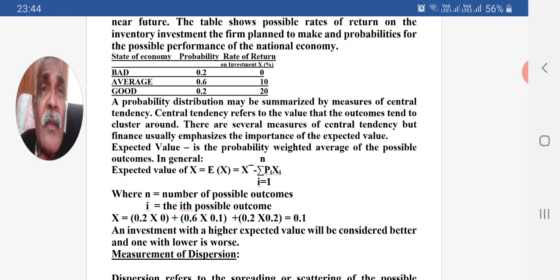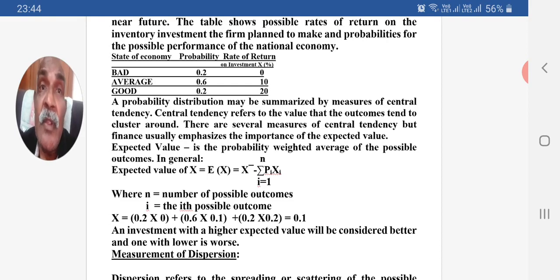So if I would like that in all three states of economy, what should be, because we expect out of 100%, 20% maybe state of economy may be bad. 60% out of 100%, 60% average economy, and 20% is good economy. So out of 100% we have the probability 20, 60, 20. So now in this situation we have to calculate the expected rate of return.